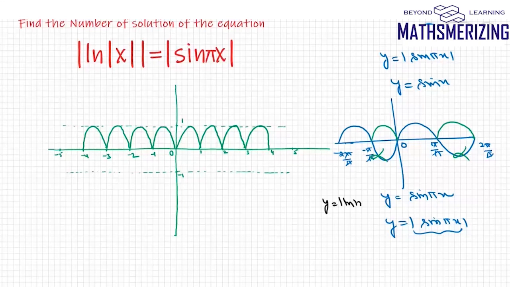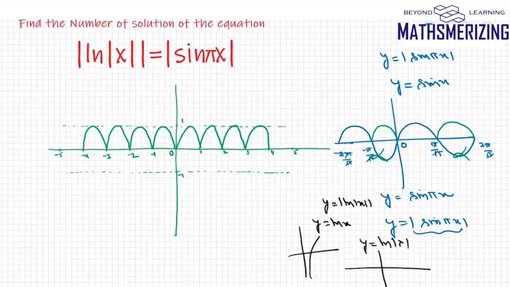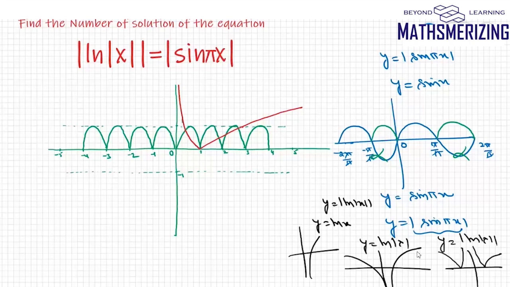Now for mod log mod x, my basic graph is log x. Then I'll take the transformation of mod x, and then I'll take the transformation of mod log mod x. So now I'll draw the graph of mod log mod x. Now the value of log x is 1 at e, and e is 2.7 something. So this graph will be drawn like this.